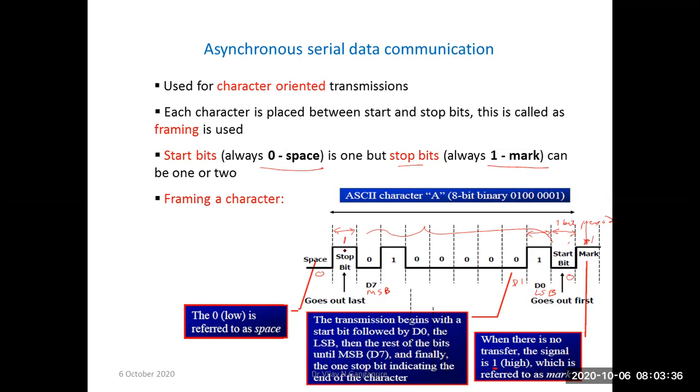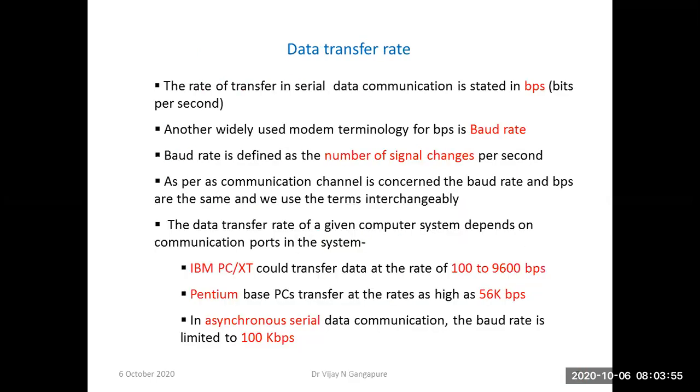Then it will move that 8 bits of data, or character, into some safe place or some internal register. So this is framing of a character in asynchronous serial data communication.